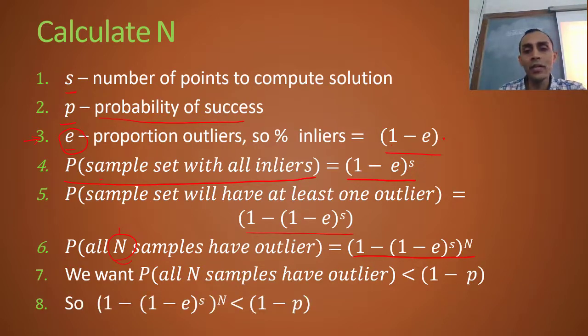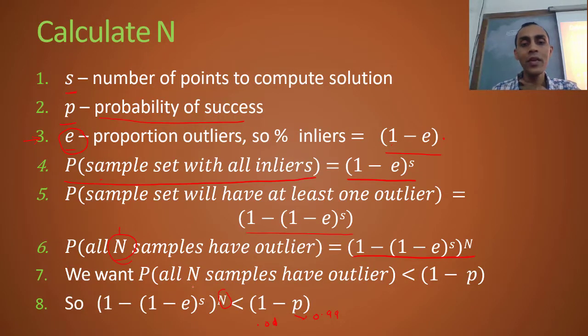So that means 1 minus (1 minus e) to power s, all to power n, should be less than 1 minus p. We said p we'll pick as 0.99. So 1 minus 0.99 will be 0.01. So this value should be less than 0.01. Then the value of n will give us sufficient confidence that if we do this number of trials, we'll end up having at least one sample set which will be free from outliers.